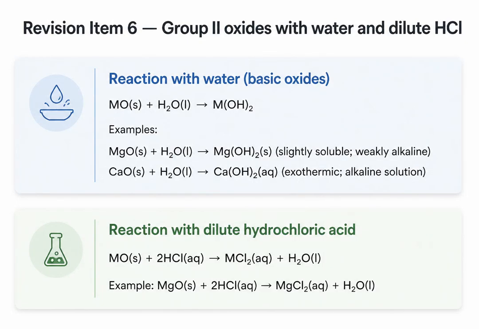Group 2 oxides are generally basic, so with water they form hydroxides. Magnesium oxide reacts with water to form magnesium hydroxide, but because Mg(OH)2 is only slightly soluble, you often see a suspension and only a weakly alkaline solution. Calcium oxide reacts much more noticeably. It forms calcium hydroxide and releases heat, giving an alkaline solution. With dilute hydrochloric acid, the reactions are straightforward acid-base neutralizations. The oxide dissolves, producing the chloride salt and water. For example, MgO plus 2HCl gives MgCl2 and water.